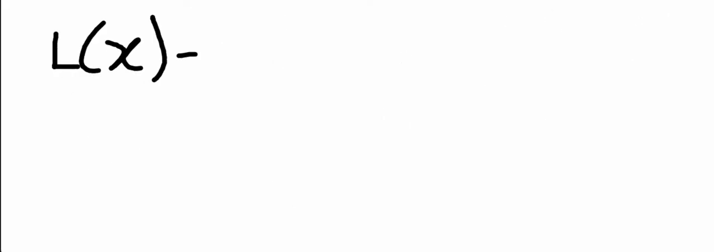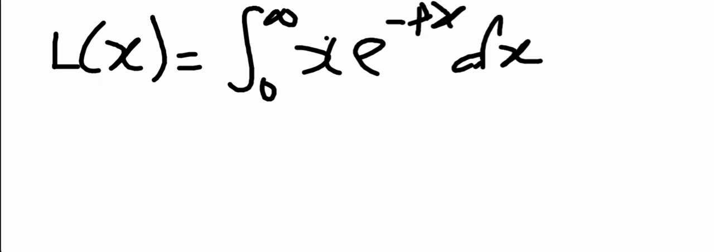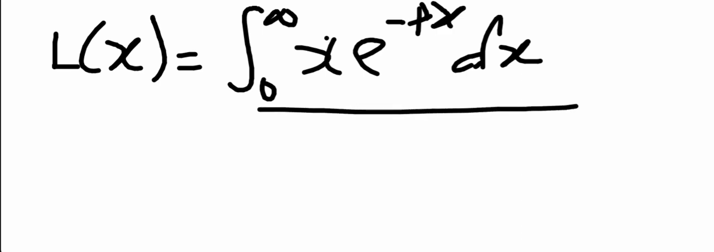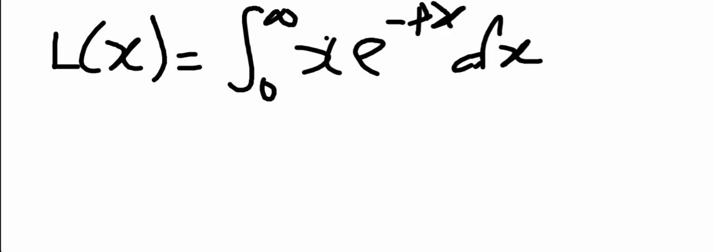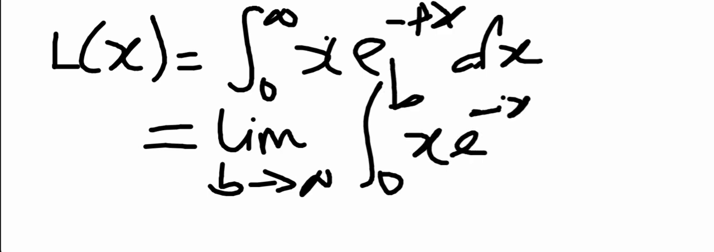Okay, let's move forward to getting the Laplace transform of what? X. So the Laplace of x is what? Integral from 0 to infinity, this is an improper integral, of x times exponential minus p times x dx. So we are going to be evaluating this integral, and to evaluate this integral is simply evaluating what? The limit as b goes to infinity of the integral from 0 to b of x exponential minus px dx.